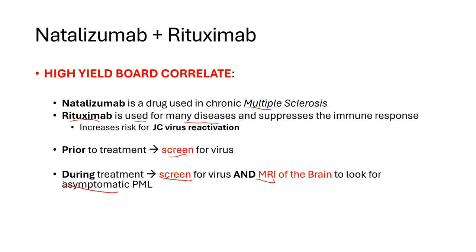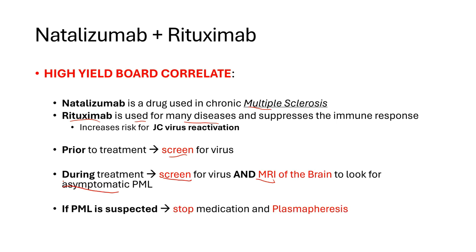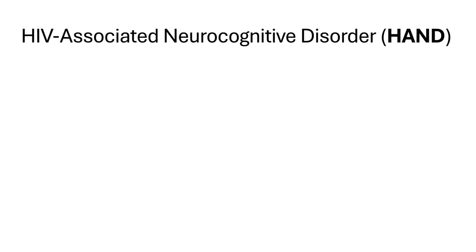Now, if they get any of those all of a sudden, confusion, ataxia, dysarthria, dysphagia, and PML is suspected, then you immediately stop the medication and you should begin plasmapheresis and try to clear out the remaining medication sitting in the blood. Now, PML is sometimes compared to HIV-Associated Neurocognitive Disorder, also known as HAND.